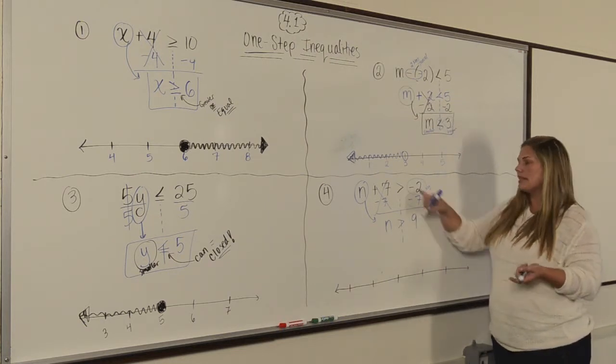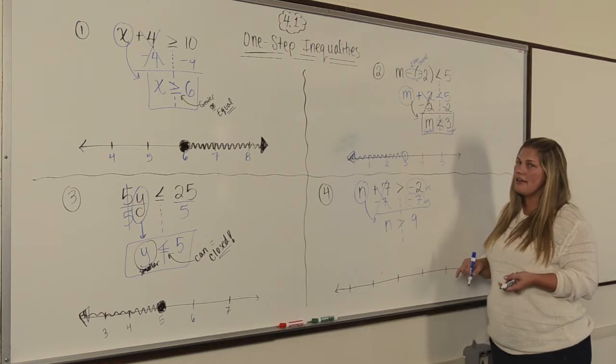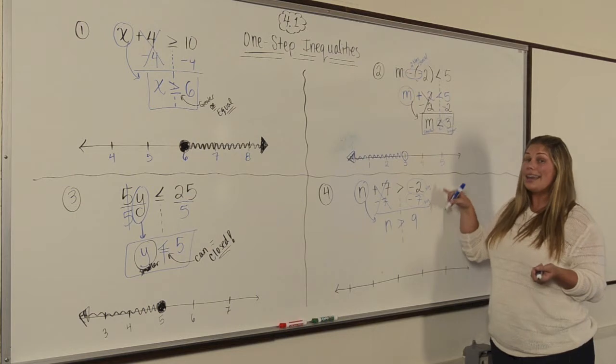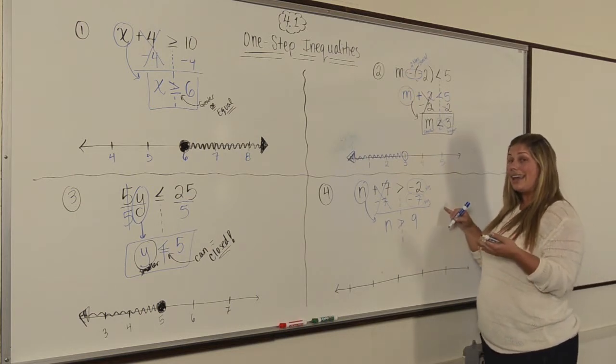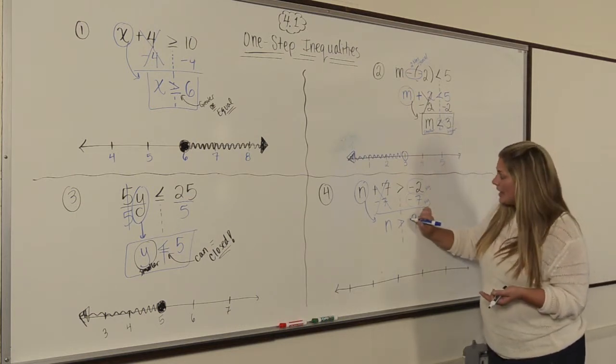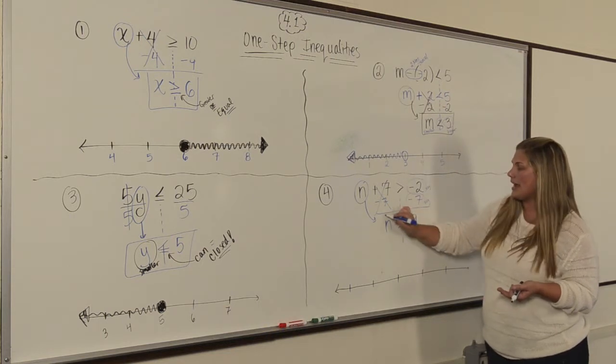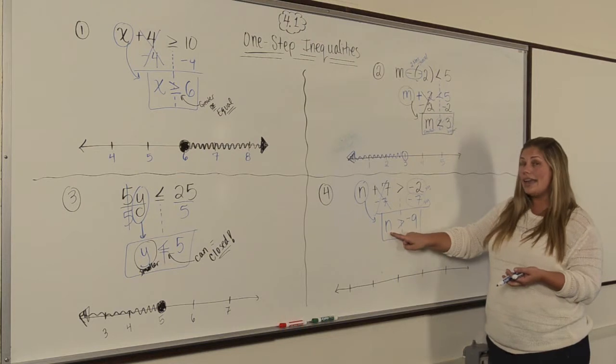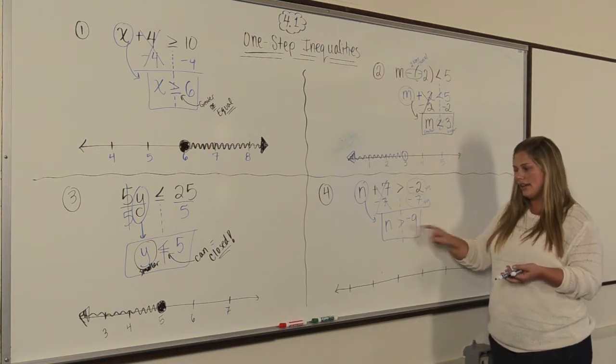At this point, people say, well, don't the 2 negatives cancel out? Remember, that's multiplying and dividing. When I'm adding and subtracting, it's same sign, add and keep. If I keep, that means I have to keep that negative, so I'm going to have a negative answer. So I would read this as n is greater than negative 9.